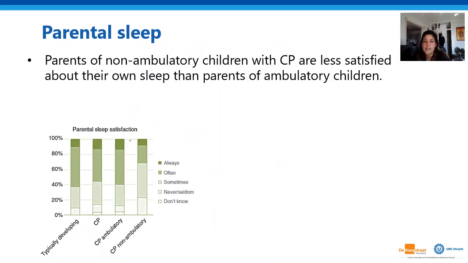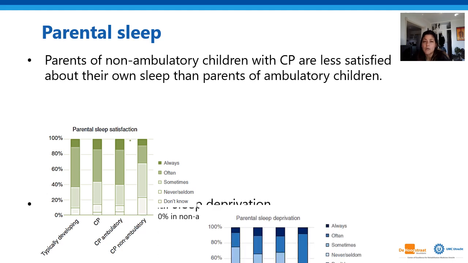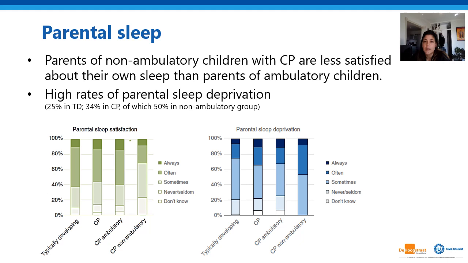Moving on to the parent sleep, we found no significant differences between CP and TD groups. However, parents of non-ambulatory children with CP reported to be less satisfied about their own sleep than parents of ambulatory children. Also, parents of both groups reported high rates of sleep deprivation, with about a quarter of parents of typically developing children compared to a third of parents of a child with CP, and an overwhelming 50% of parents of a non-ambulatory child reported feeling sleep deprived often or always.